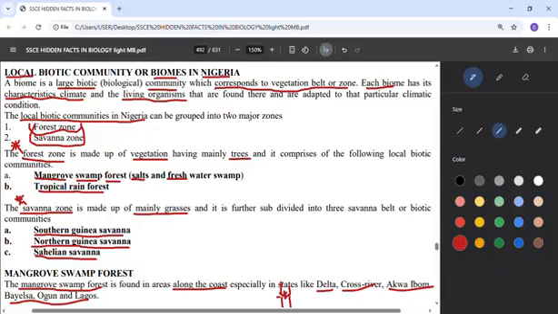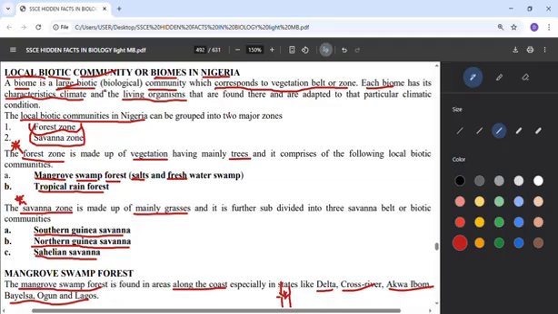In this lesson, we'll be looking at the topic local biotic community, or we say local biomes in Nigeria, and we'll still look at local biomes in the world. So let's start with local biomes in Nigeria. What is the meaning of biome?